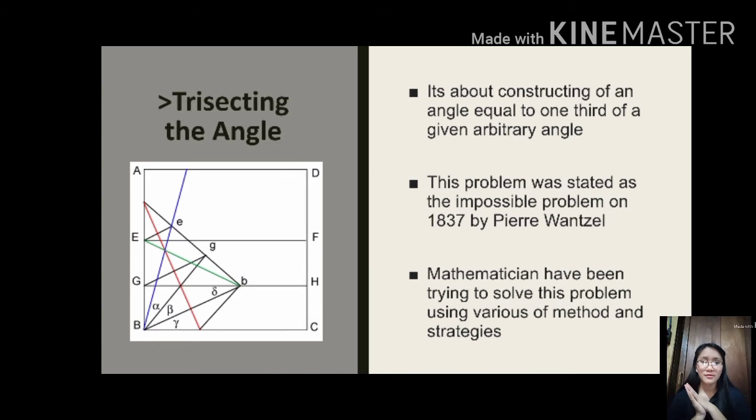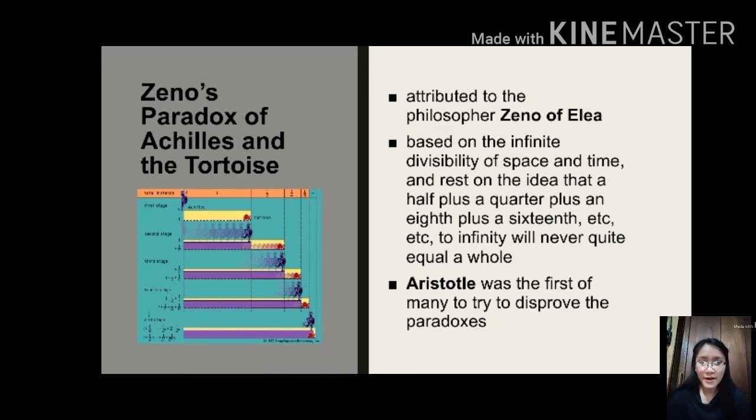Next topic, we have Zeno's paradox of Achilles and the tortoise. It was attributed to the philosopher Zeno of Elea in the 5th century BCE. It was based on the infinite divisibility of space and time, and the idea that a half plus a quarter plus an eighth plus a sixteenth and so on to infinity will never quite equal a whole. So we have Aristotle here, who doesn't believe in infinity, so he was the first of many to try to disprove these paradoxes.